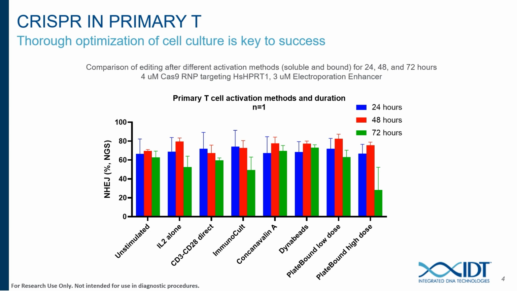And overall, we observed that there are many sufficient methods of activation, but there is certainly a trend that activation for 72 hours is too long. We did not see optimal editing when activated for 72 hours. So 24 to 48 hours is what we found to be optimal for CRISPR editing. That, of course, could change in the primary T cells that you have, and so we recommend doing a base experiment such as this one to observe what is the best activation method and time period for your cells.